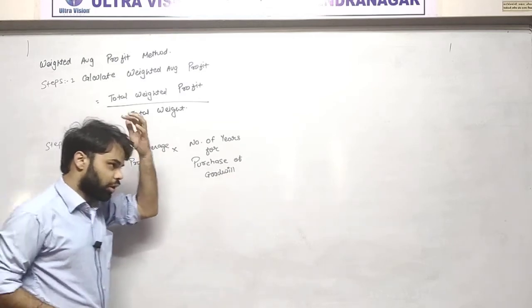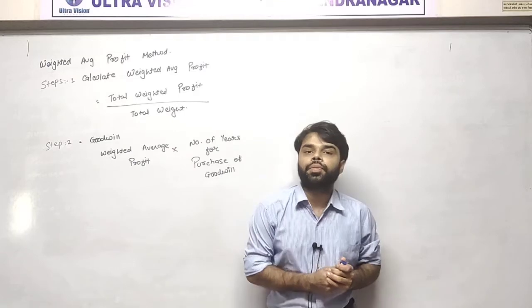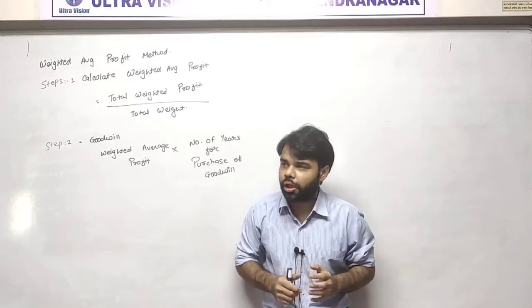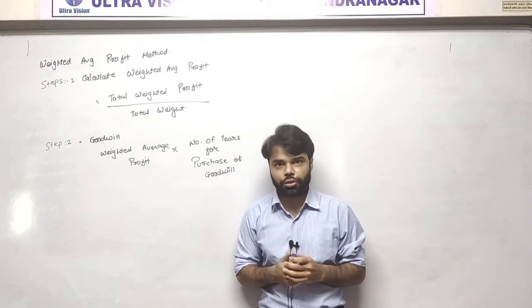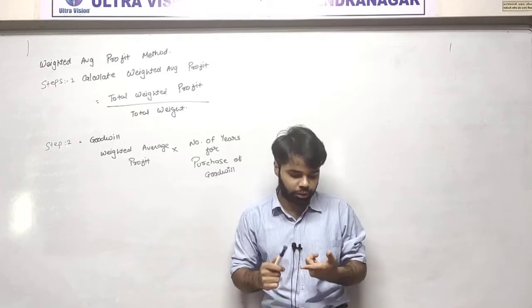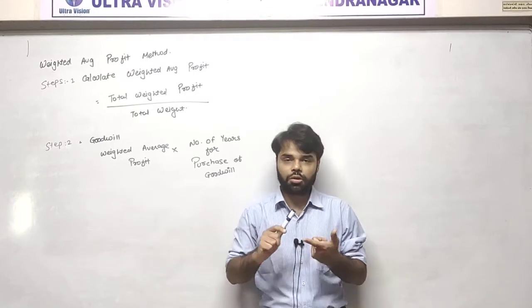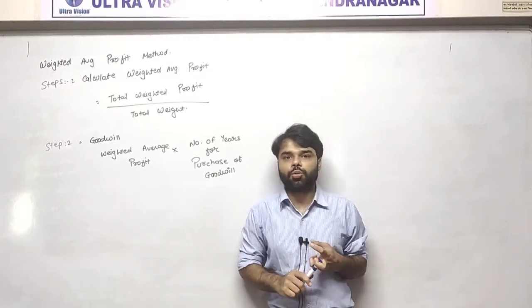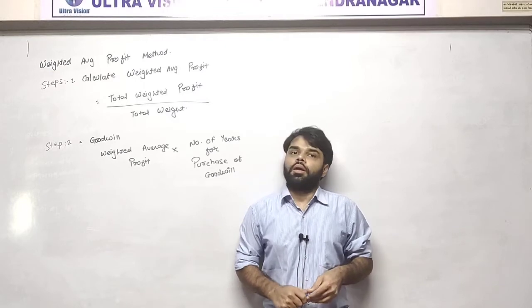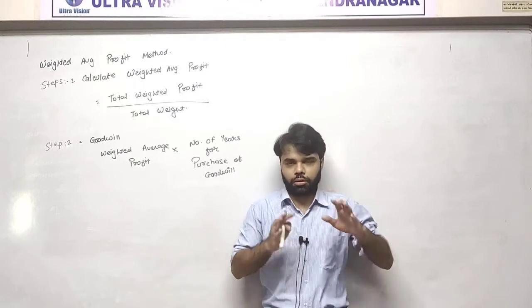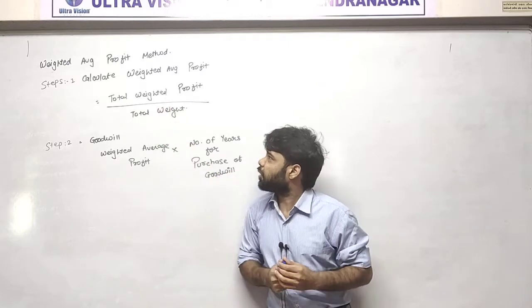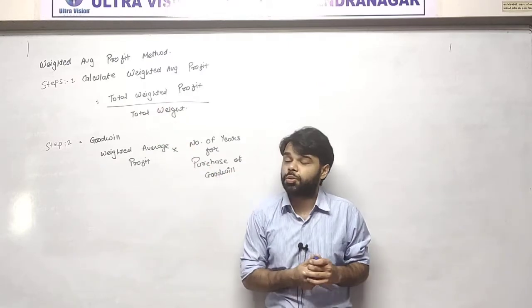Okay, so in the previous lecture we have studied what goodwill is all about, the methods for calculation of goodwill: average profit method, weighted average profit method, super profit method, capitalized average profit method and capitalized super profit method. Average profit method was completed, we have calculated sums for that. Today we are going to start with the weighted average profit method.